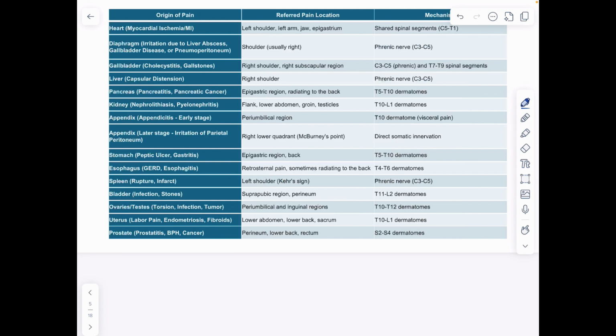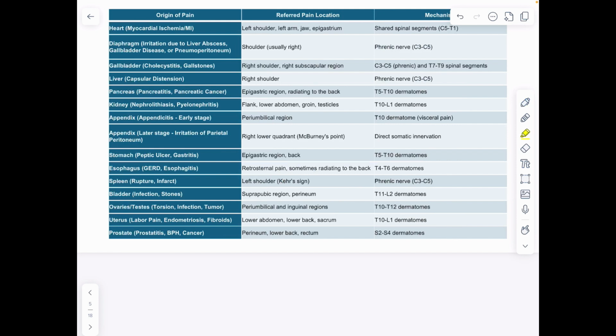Now, although it is slightly difficult for us to understand, it is important for us to remember the table which summarizes the key locations where the pain from the internal organs is perceived at distant sites due to viscerosomatic convergence, where the afferent visceral and somatic nerve fibers share spinal cord segments.